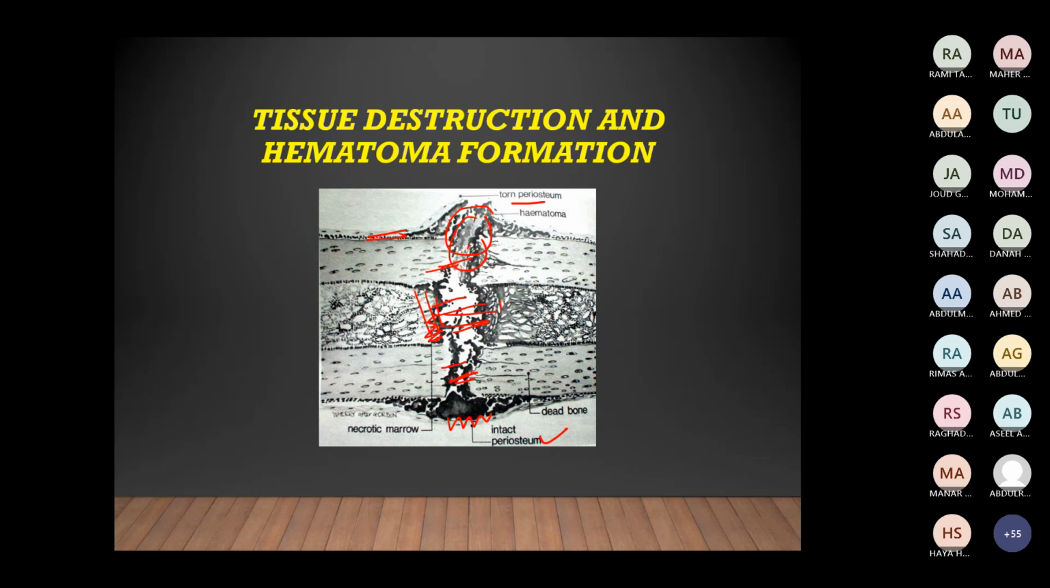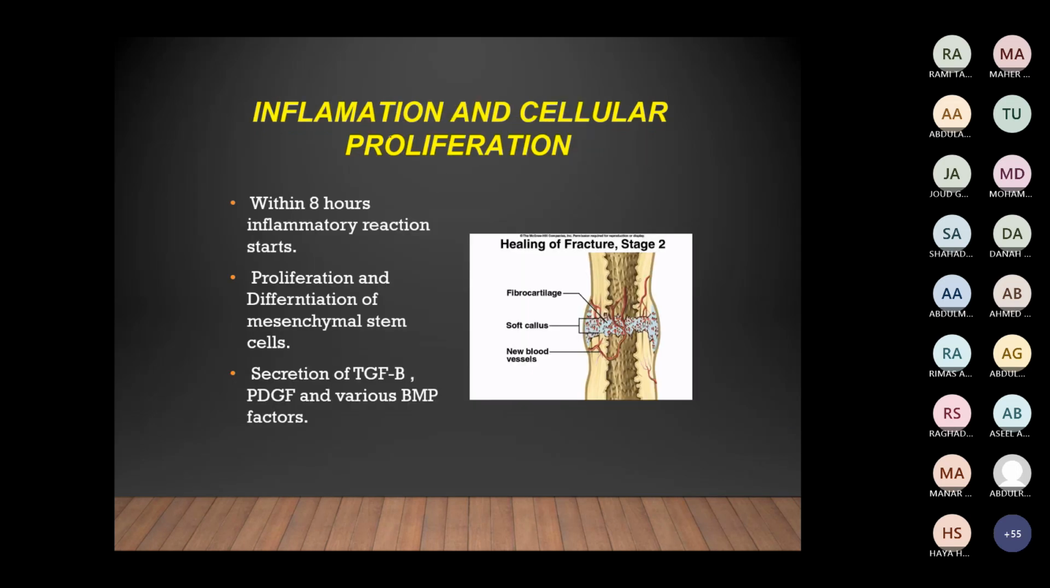Now after that, the second phase I told you is inflammation and cellular proliferation. The cells will proliferate slowly. The cells of inflammation, like macrophages and all such things, slowly the fibrocartilaginous soft callus formation occurs.